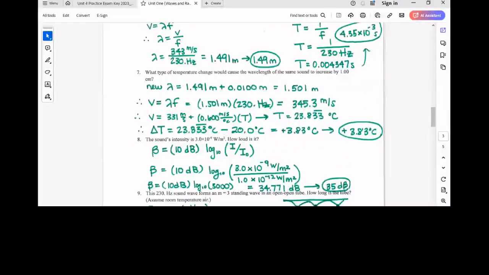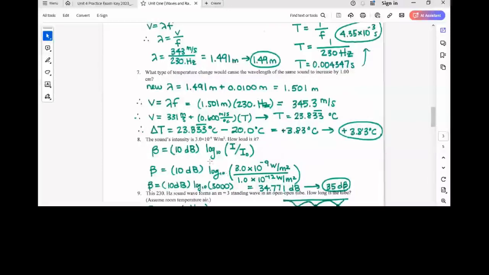Number 7, what type of temperature change would cause the wavelength of the same sound to increase by 1 centimeter? So I took the original wavelength of 1.491 meters and I added a centimeter to it so that now it is 1.501 meters. I can figure out the new wave speed because I've got the frequency. I've just calculated the new wavelength. That product is going to be slightly faster than we saw for the previous question.